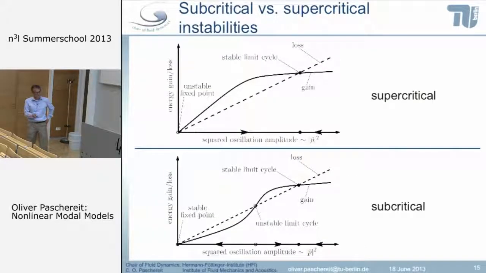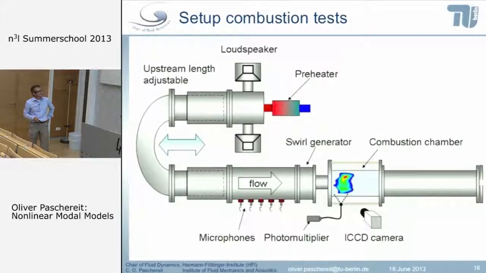You can also have other kinds of instabilities, even worse things where you have an unstable limit cycle. You can see here you need to force actually your burner to reach this point, and if you are beyond this point, it starts to grow again and reaches then this stable limit cycle.